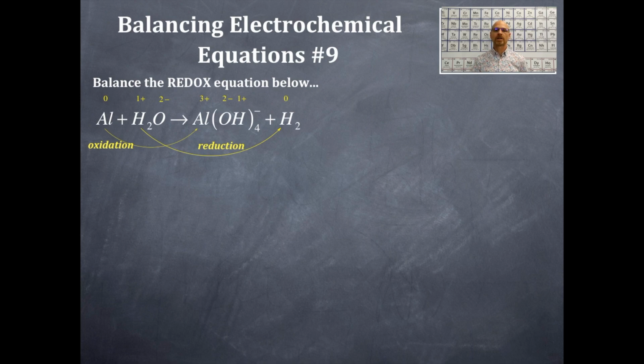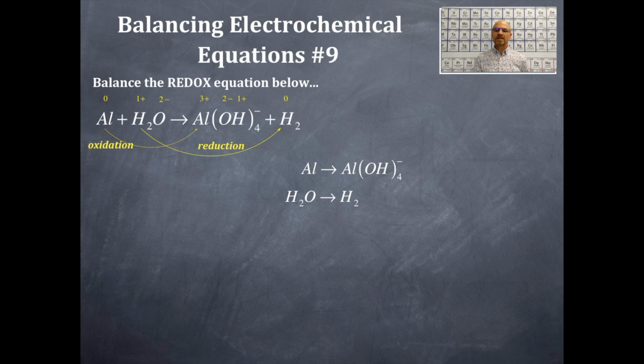Now what we're going to do is divide this up into 2 half reactions. This is the first half reaction, which is the oxidation half reaction. Here is the second half reaction, which is the reduction half reaction. So in the first half reaction, we're going to balance all non-hydrogen, non-oxygen elements first. There's 1 aluminum, 1 aluminum. Those are balanced.